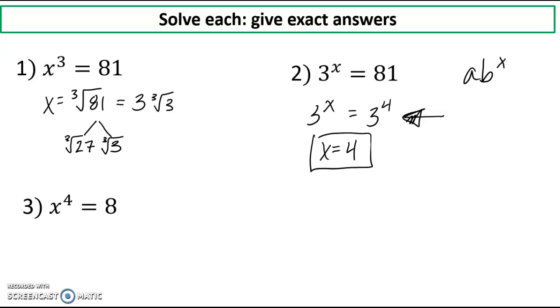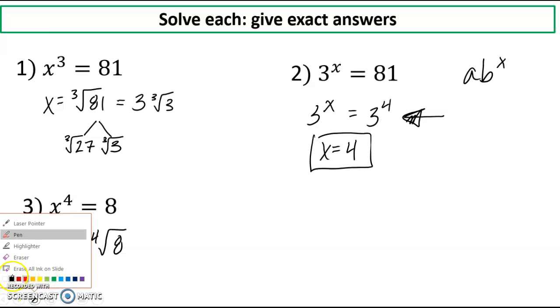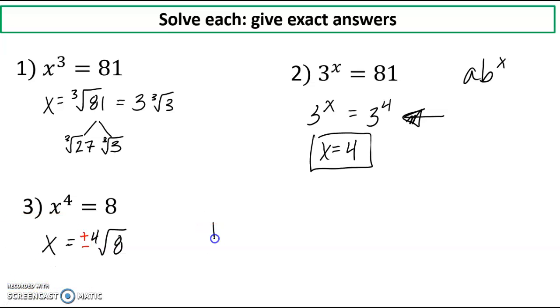All right, and then lastly, again, not an exponential. I'm solving for x. It's a polynomial, so I'm going to take the 4th root of both sides. And then let's remind ourselves, when we take an even root, 2 answers exist. I can't simplify the 4th root of 8 at all because 1 to the 4th power is 1, and then 2 to the 4th power is 16. So there's no factors of 8 that I can take the 4th root of.